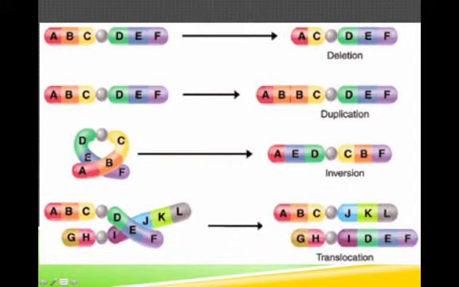Inversion is when I take a piece and I add it on backwards. So notice it should read A, B, C, D, E, F, but as a result, the DE is flipped and it becomes ED, and the BC is flipped and becomes CB. The last is translocation. So I have homologous chromosomes, and pieces of the chromosomes swap locations, but they're on the same chromosome still.